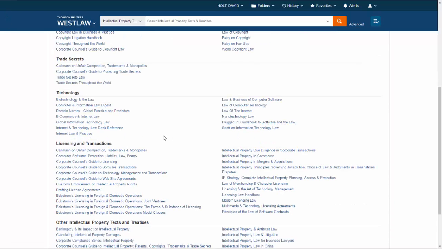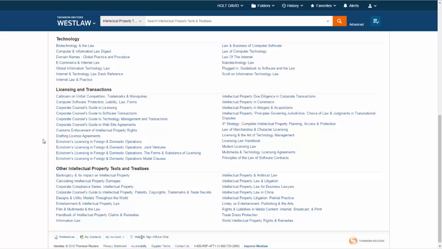Ekstrom is the source for licensing. So for copyright licensing issues, Ekstrom is going to be a good source for that, as is some of the other form books that we're going to dive into later this week.